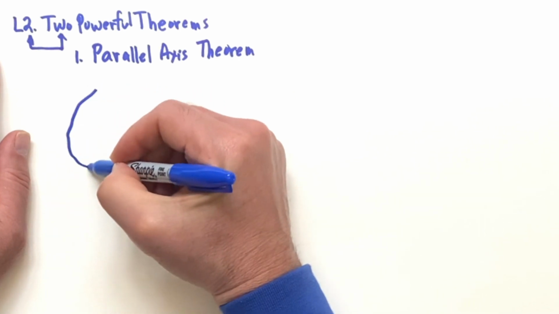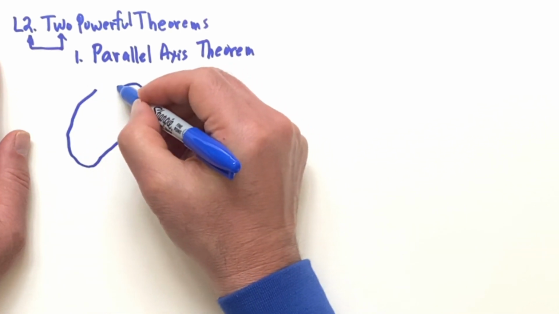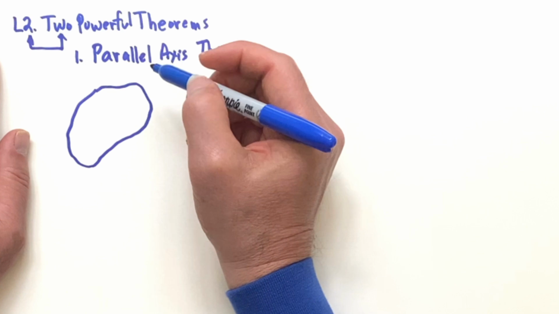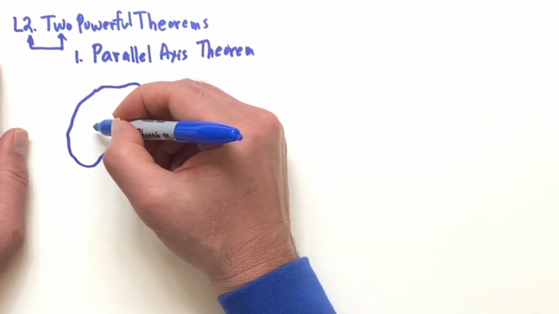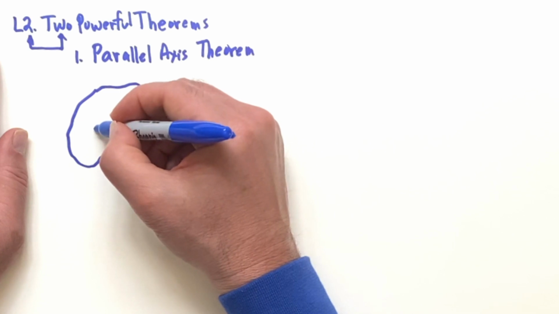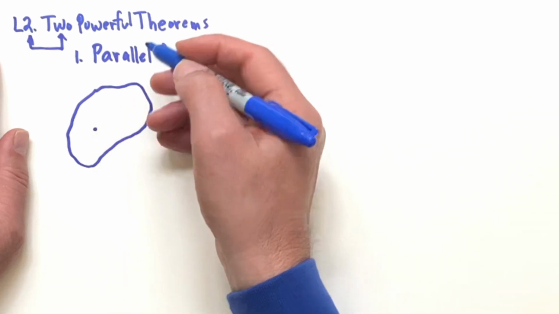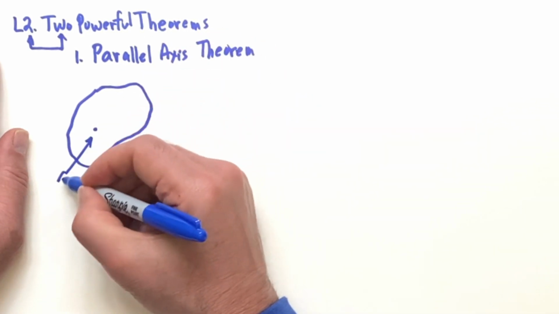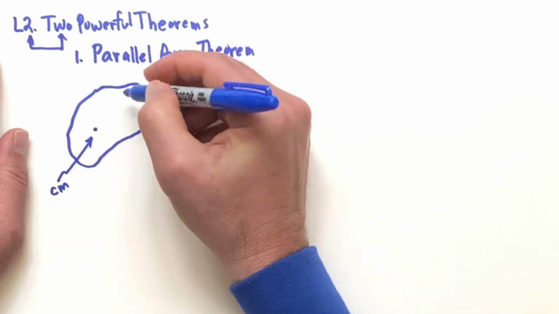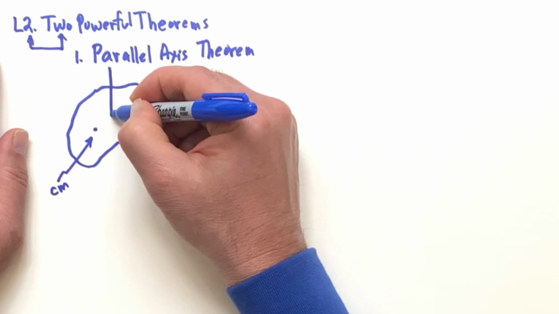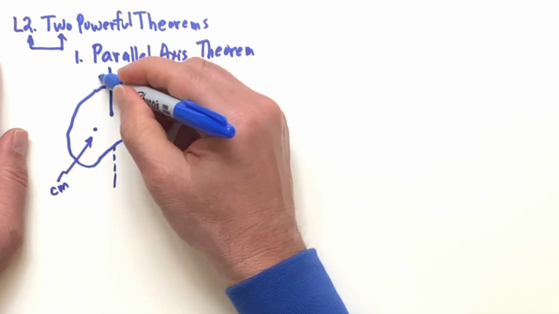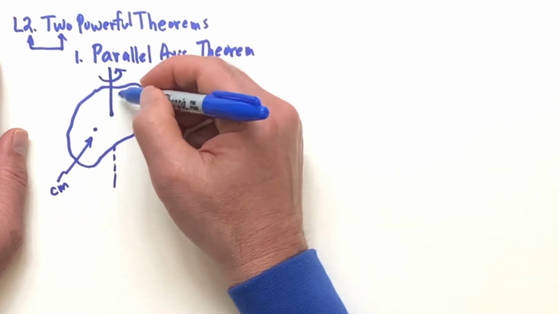Say we have some kind of a continuous distribution of matter, and say that we have a center of mass, say it's there, and then we have an axis here where it's going to rotate about this axis.